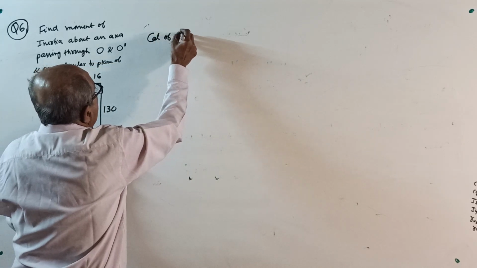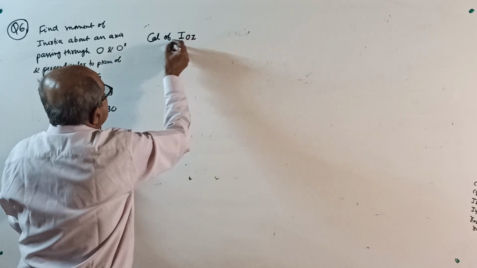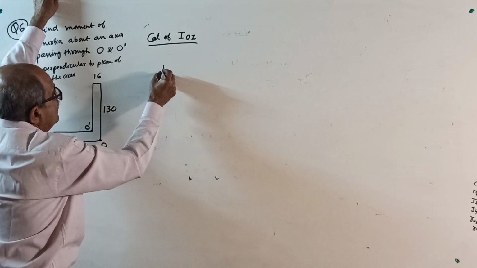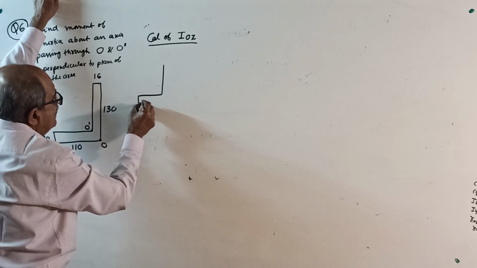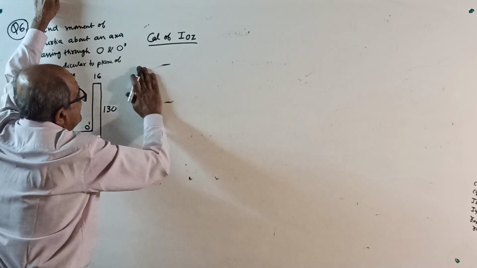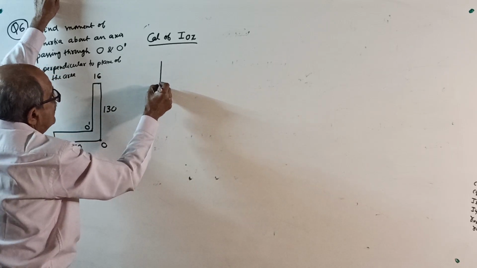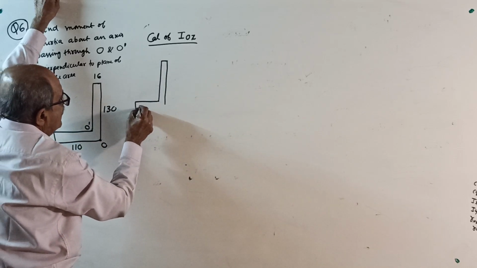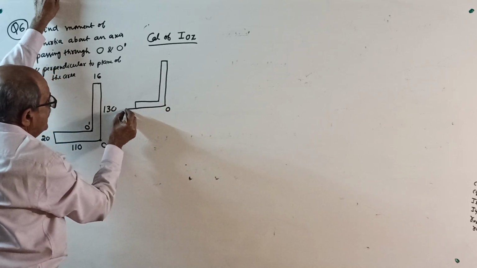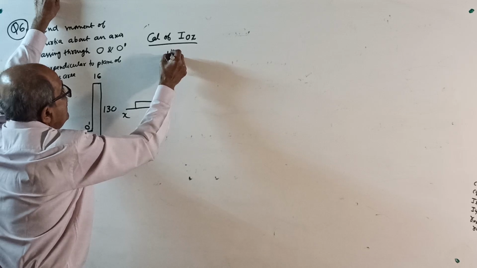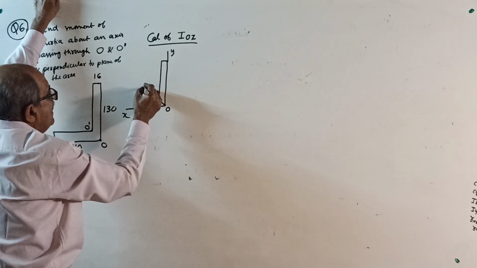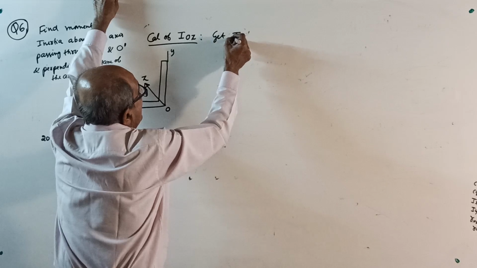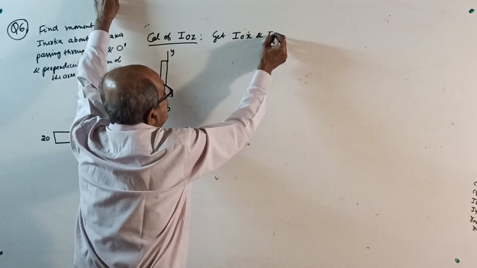Calculation of I about OZ. See OZ dash shown. O here, this I call X, this I call Y, this perpendicular to the plane I call OZ. Okay, start. I about OZ gets what? Get I about OX and I about OY.